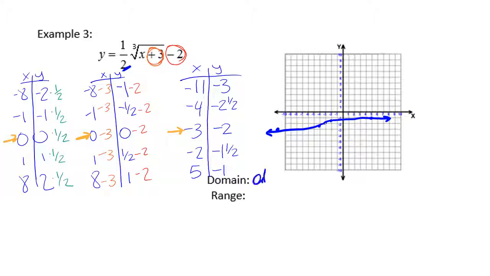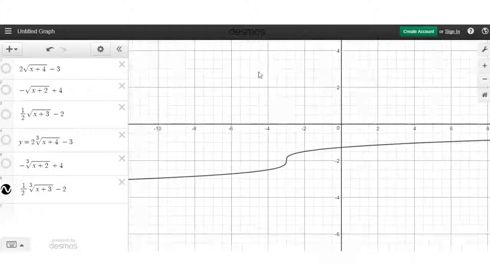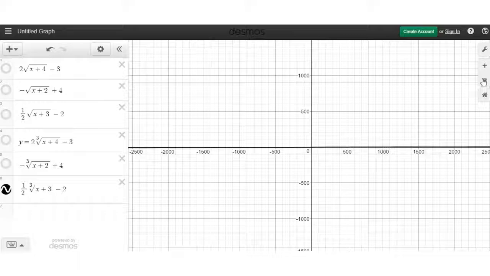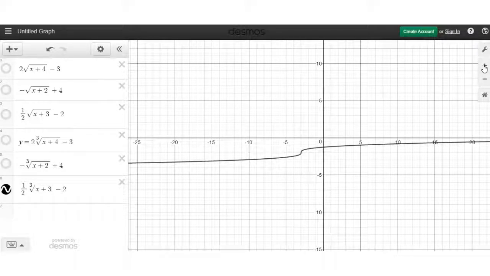Take a look at your domain and range. Again, all reals. It goes forever left, forever right, forever up, forever down. Let's look at Desmos again. If I take a look by plugging in the 1/2, that really did shrink my graph. It made it a very tight squeeze. I can zoom in, of course, to check any additional values, or I can zoom out to see that it does go forever left, forever right. The up and down, you'll notice, it's very slow sloping, but it does continue to go up and down forever.